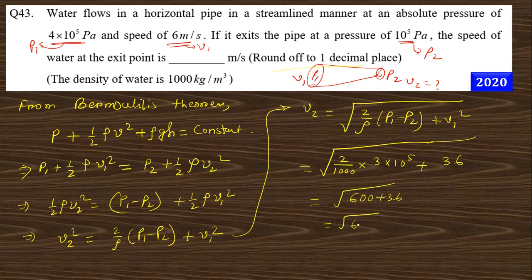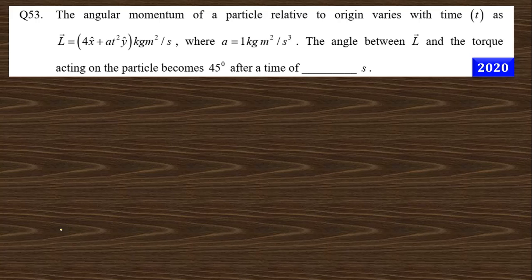So this is 636, which is nearly 25.22. So the answer is around 25.2. This is the answer of this question. Go to the next one.